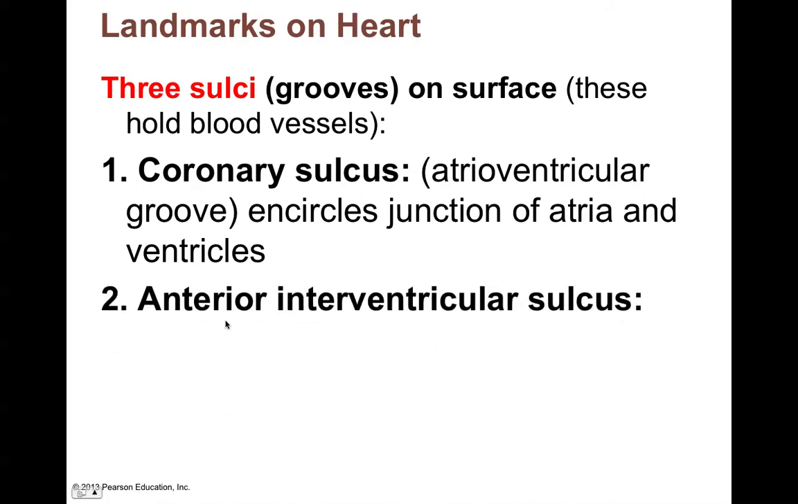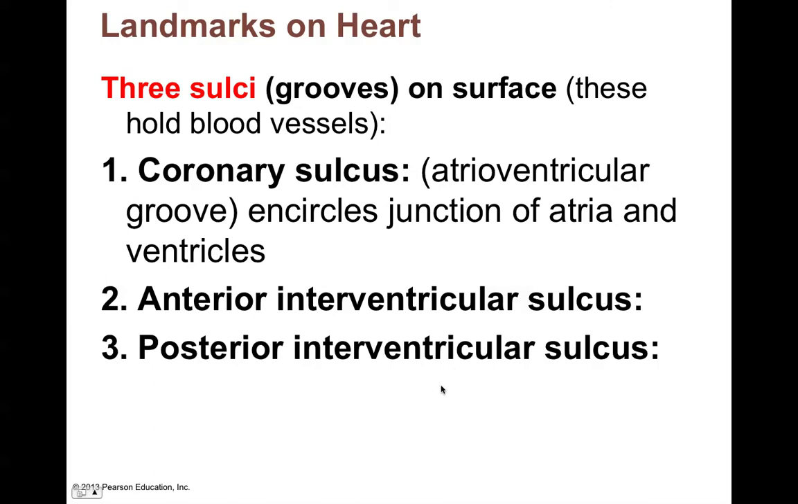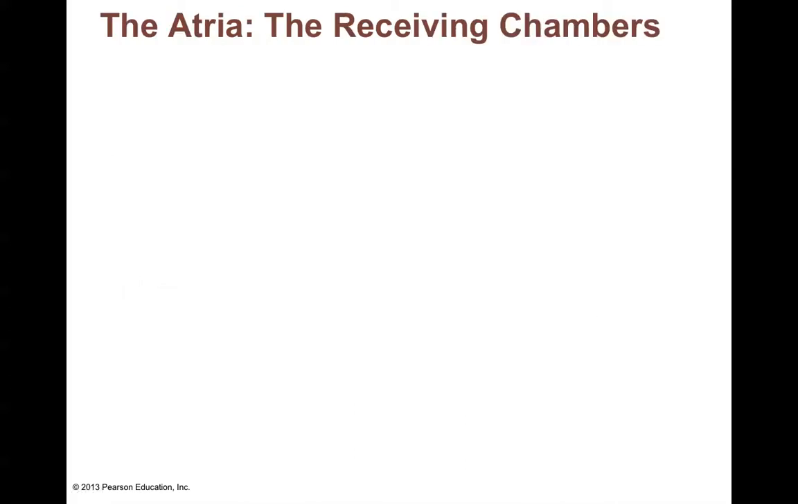Then there's the anterior, in the front, interventricular sulcus. So it goes right down that area where the interventricular septum is located, but of course this is on the surface of the heart. Then you have a posterior interventricular sulcus that goes between where the ventricles would be, but in the back of the heart.